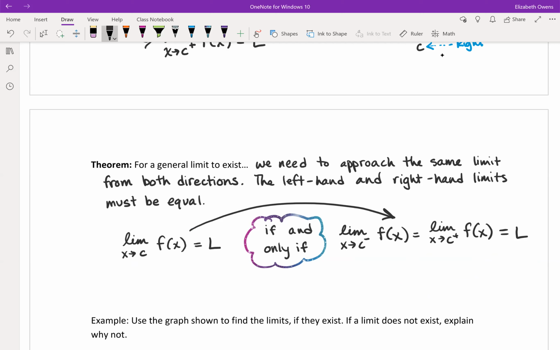And then it also goes back the other way. If you know both of those limits exist and they both equal L, then you automatically know that the general limit exists and it equals L. Okay, these are two things where if you have one side that's true, the other side is true instantly.